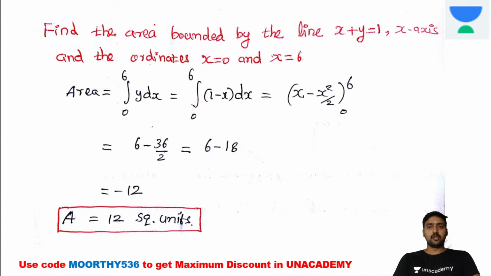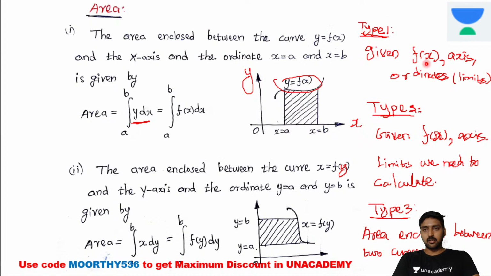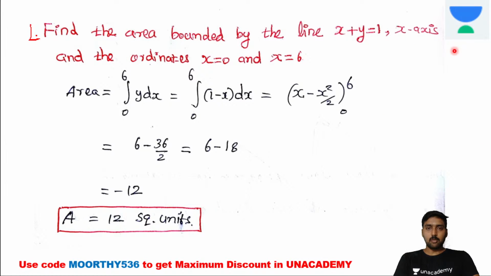So now I am going to give you the examples for all these types. Type 1. Find the area bounded by the line x plus y is equal to 1. So the function given, type 1, x-axis and the ordinates x is equal to 0, x is equal to 6. It's a type 1, right? The function given, axis also given, as well as ordinates, that is limits also given in the question itself. It's a type 1 problem.